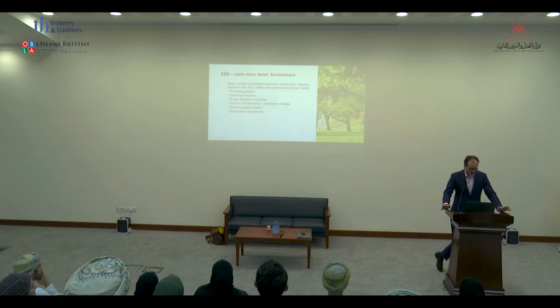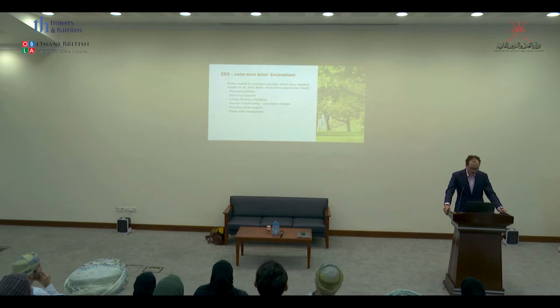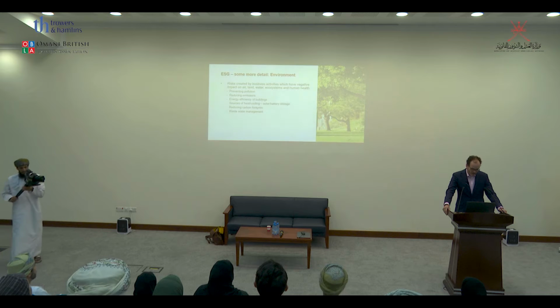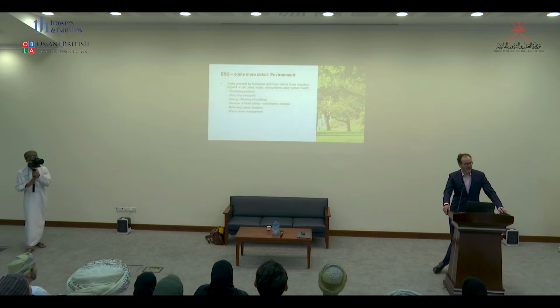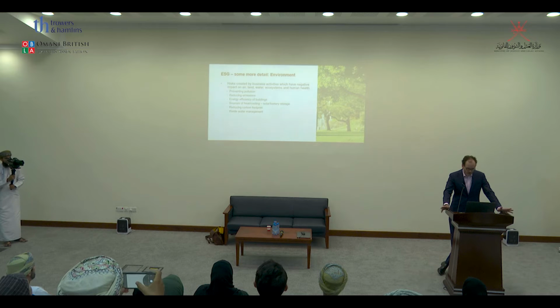In the three heads, environmental, social and governance. Environment, a bit more detail about what that means. So this is risks created by businesses which have a negative impact on air, land, water, ecosystems and human health. So this is quite obvious, but it's things like pollutions, emissions, the energy efficiency of your buildings, heat, cooling, how you're obtaining that energy, what are you doing about your carbon footprint, and if you have a large requirement for water, well, what are you doing with that after you've finished using it?